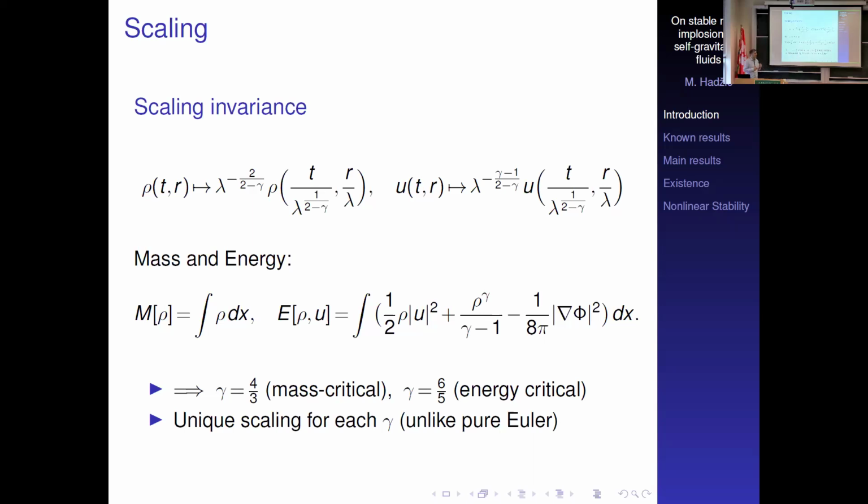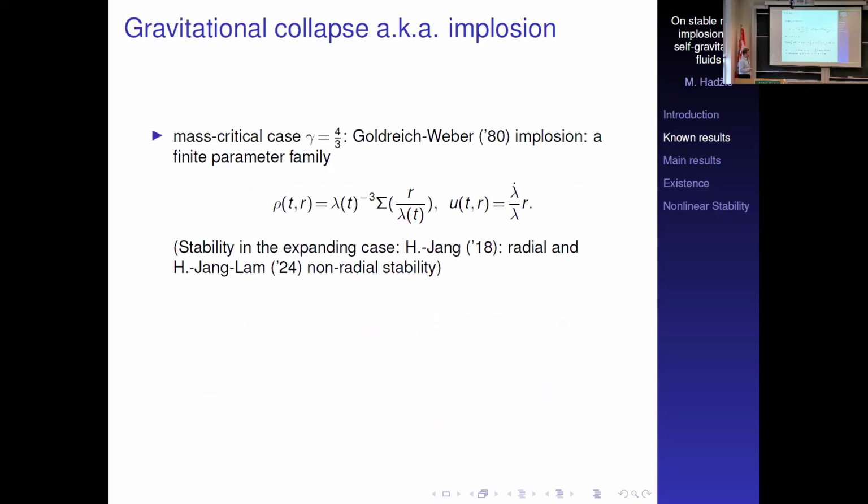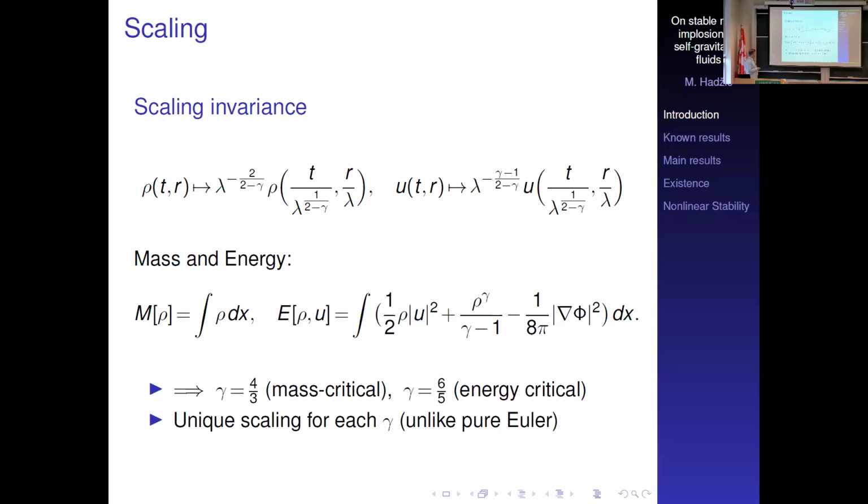A way to think about this is that the presence of gravitational forces fixes the choice of scaling, and there's no freedom there to mess around with that. So let me just go back a slide. In particular, these exponents, much like in the discussion of stability of Lane-Emden stars, also play a role in the discussion of existence of, say, imploding structures, which is what I'm after.